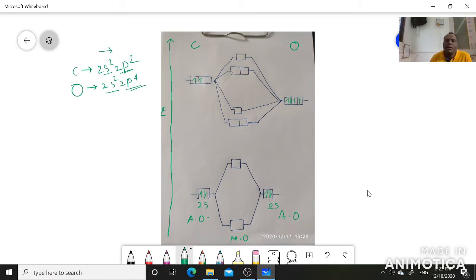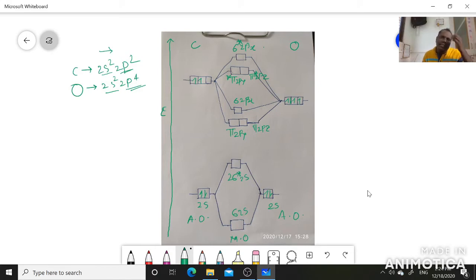So let's label the orbitals. This is the sigma 2s orbital. This is the sigma star 2s orbital. This is the pi 2py orbital. This one is the pi 2pz orbital. This is the sigma 2px orbital. This is the pi star 2py orbital, this is the pi star 2pz orbital, and this is the sigma star 2px orbital.